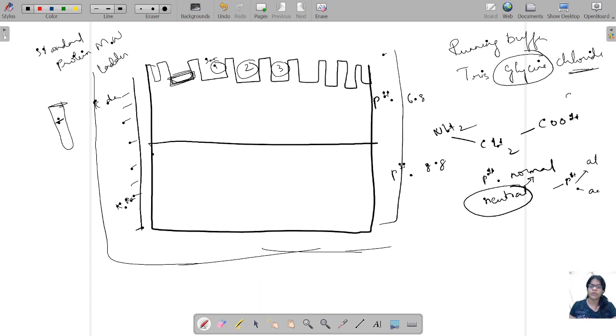Chloride ions always have a minus charge, so they go toward the oppositely charged electrode. This is your tank. Everything is ready. You have your samples and your stacking gel ready. All the samples are now negatively charged, so they move toward the opposite electrode.